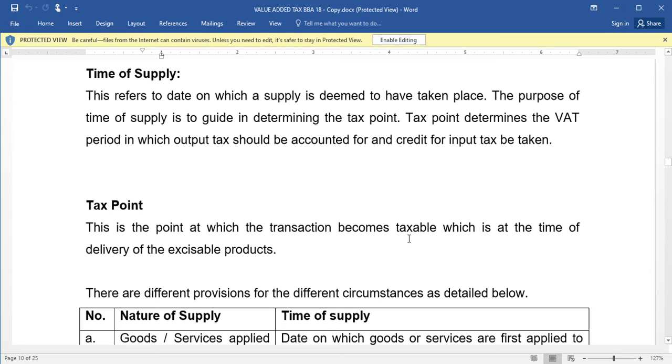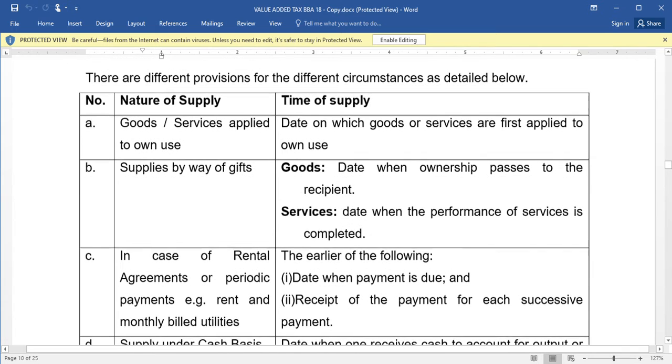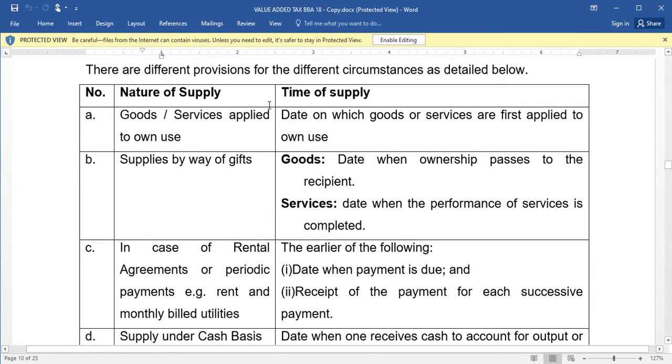Different products have different tax points, as discussed below. These are different provisions for different circumstances as detailed below. Number, nature of supply, then time of supply. In this table we are going to look at the time of supply of different products. Nature of supply, in case of goods or services applied to own use: the time of supply is the date on which the goods or services are first applied to own use. Then in case of supply by way of gifts, in case it's a good, the date when ownership passes to the recipient. That is the time of supply.